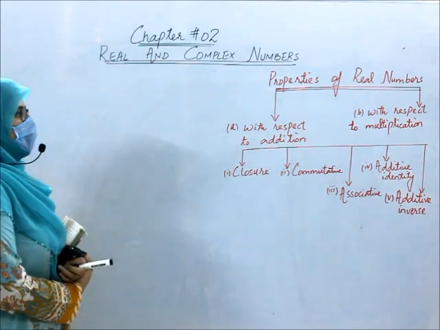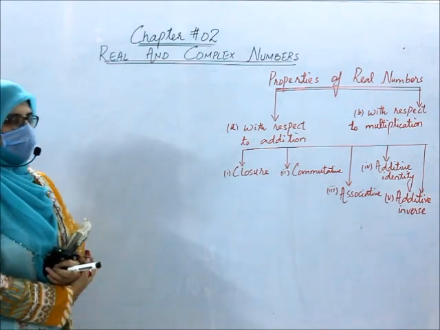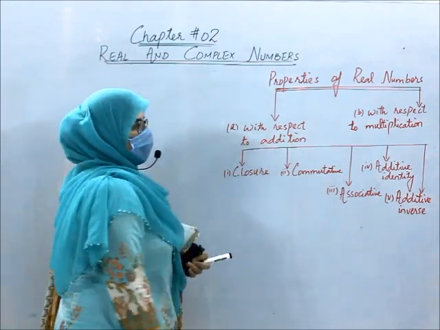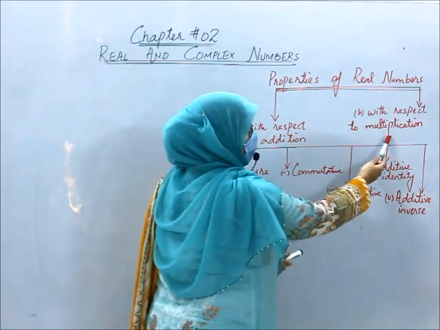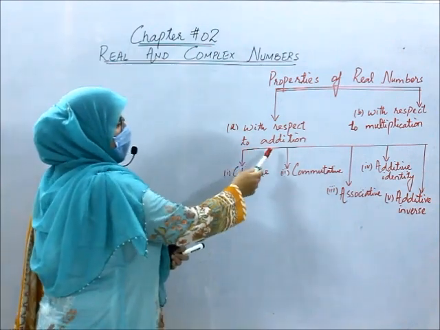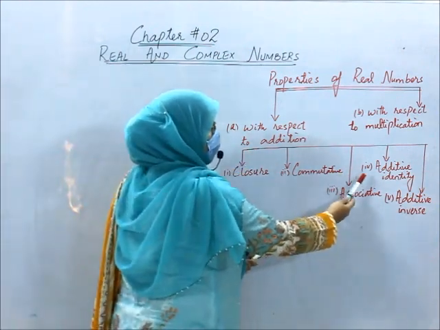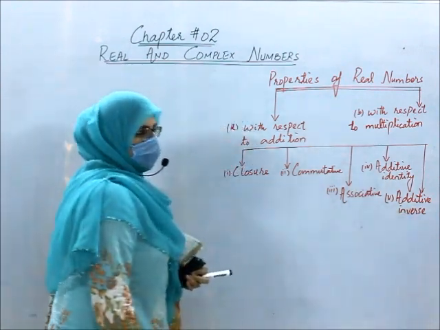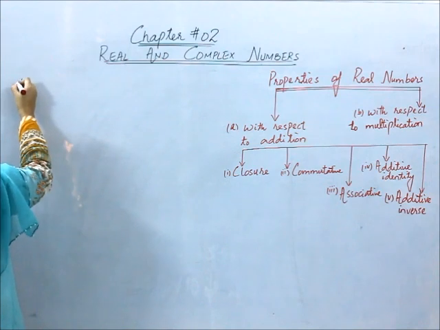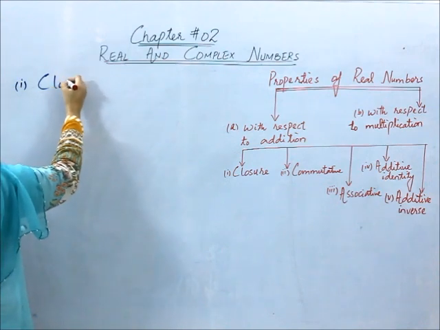Today we are going to study the properties of the real numbers. We will study the properties of the real numbers with respect to addition and with respect to multiplication. There are how many properties with respect to addition? There are 5 properties with respect to addition. So the first property which we are going to study is the Closure property.